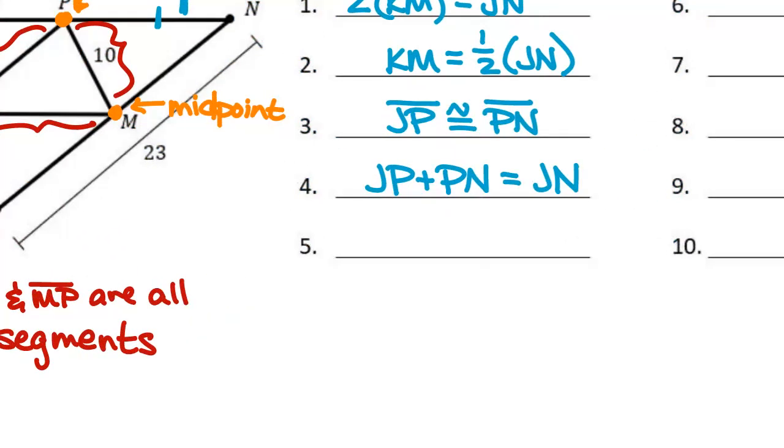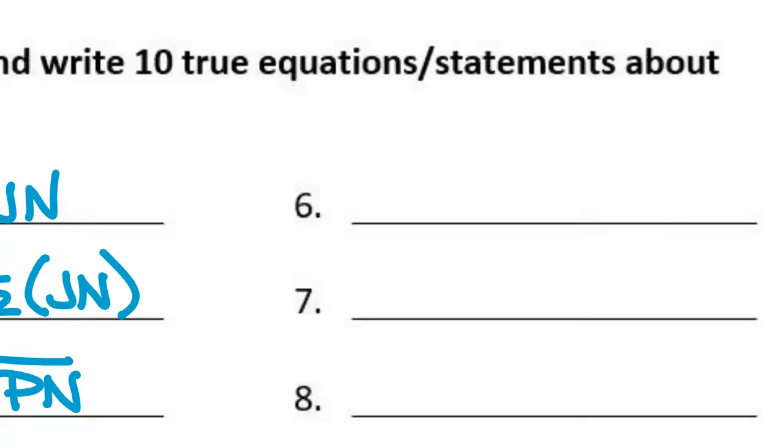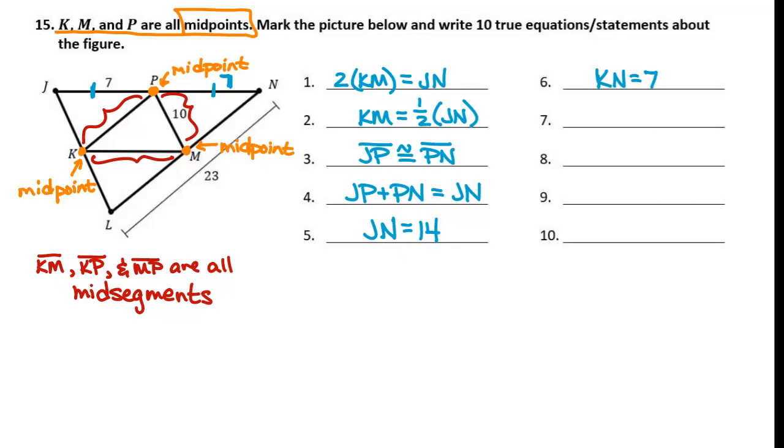I could even say that JN is 14. That's another true statement. How big's KM? 7. I've got 6 statements, and I'm still just looking at the same parts of this triangle.